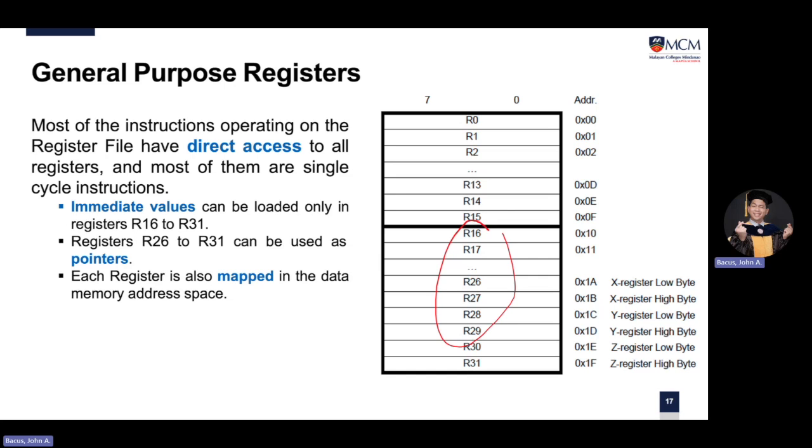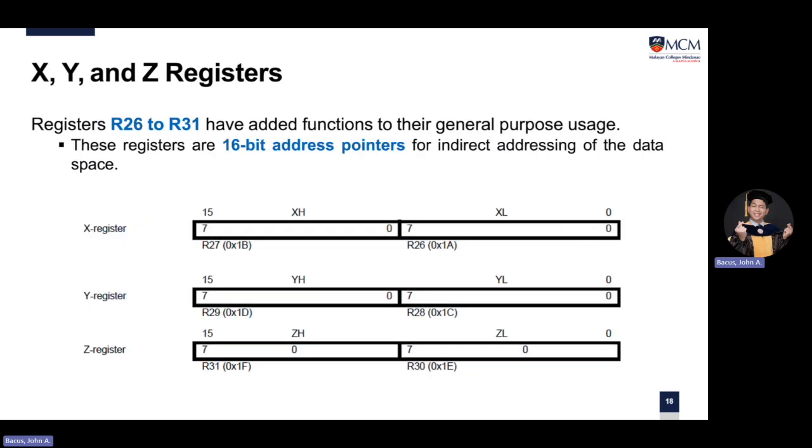Each register is also mapped in the data memory's address space. So the X, Y, and Z registers have added functions to their general purpose usage. These registers are 16-bit address pointers for indirect addressing of the data.